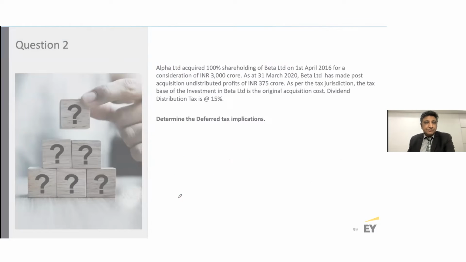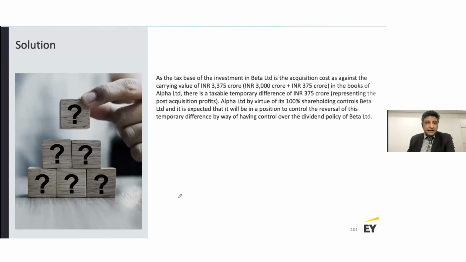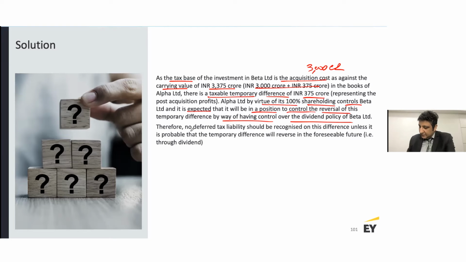Let's have a look at the formal solution of that. We are given that the tax base of the investment is the acquisition cost, which is 3,000 crores, as against the carrying value of 3,375, which we already mentioned, of course, in the books of Alpha Limited. There's a taxable temporary difference of 375 crores, right? Since Alpha has 100% shareholding in Beta, it controls Beta Limited, and it is expected that it will be in a position to control the reversal of these temporary differences by having control over the dividend policy of Beta Limited, right? That simply means that no deferred tax liability should be recognized as an exception.